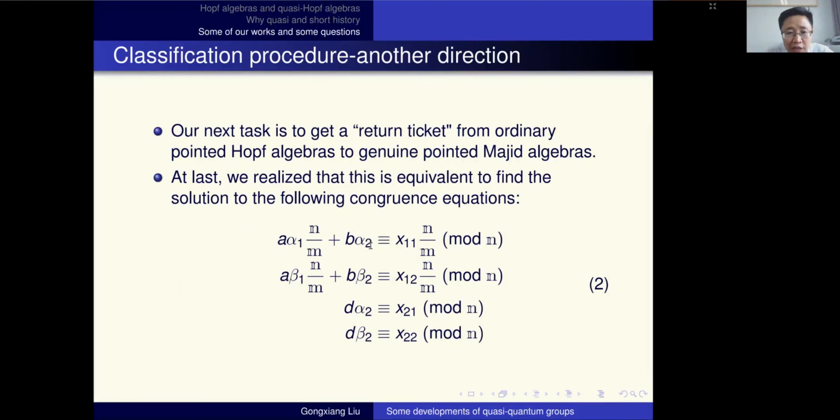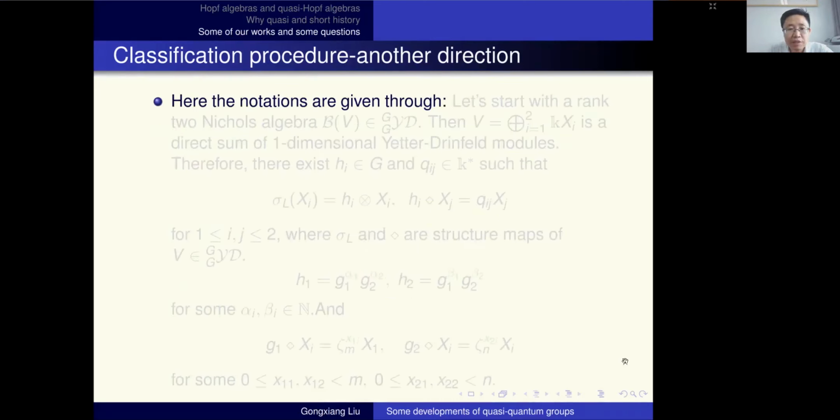Unknown elements are A, B, and D. So for A, B, D, only 3 unknown, but we have 4 equations. So it means sometimes we have no solutions. But if we have a solution, it is unique. This is true. If we have a solution, it has at most one solution. Okay, this we call the equation 2. Please remember this notation, equation 2.